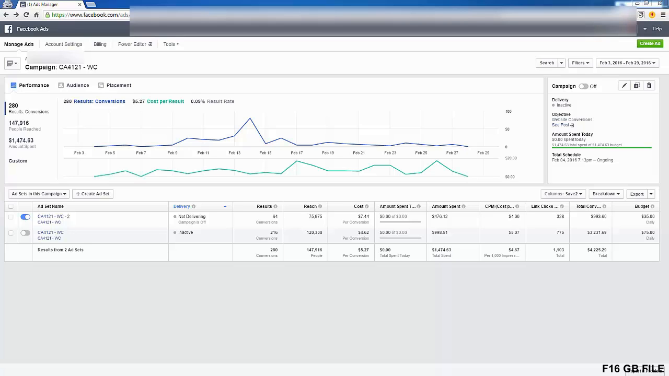Okay, so I'm over here in my Facebook ads, manage ads, and I just opened up a campaign that I'm going to show you. This was a pretty good campaign that we did. You can see down over here on the amount spent column, we spent about $1,500 and we returned about $4,200 in revenue. So it was a pretty successful campaign. We scaled it up a little bit, and this did 280 conversions. It had over 350 sales.